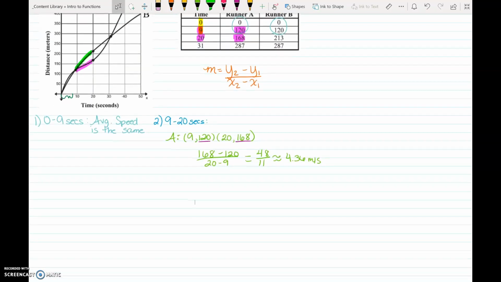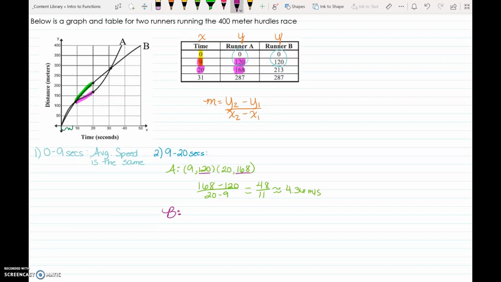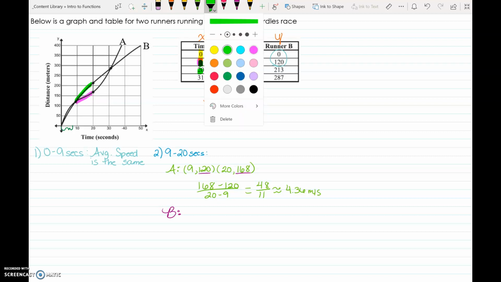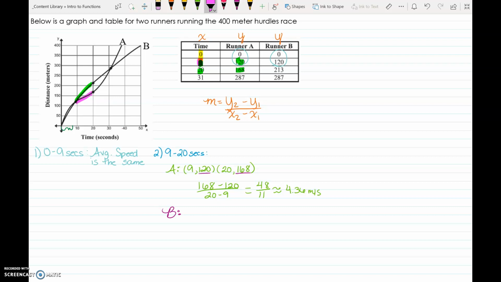Okay, so if we're finding the average speed for runner B, first we need to identify the points for runner B. That should have been green. So I'm coming back for runner B, who I've highlighted right here, their section in pink.